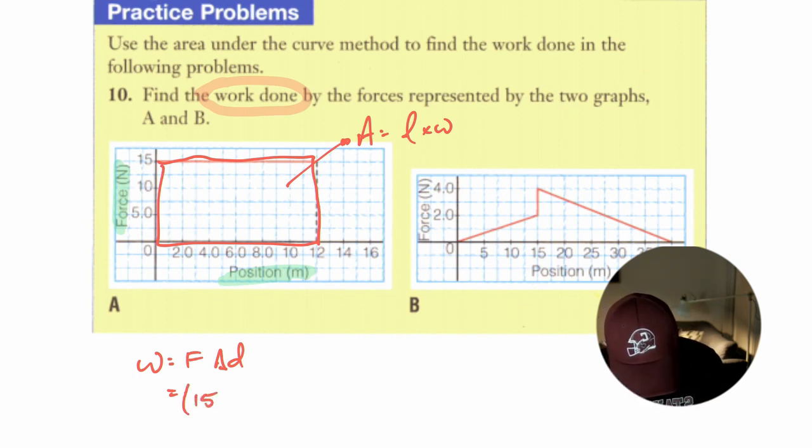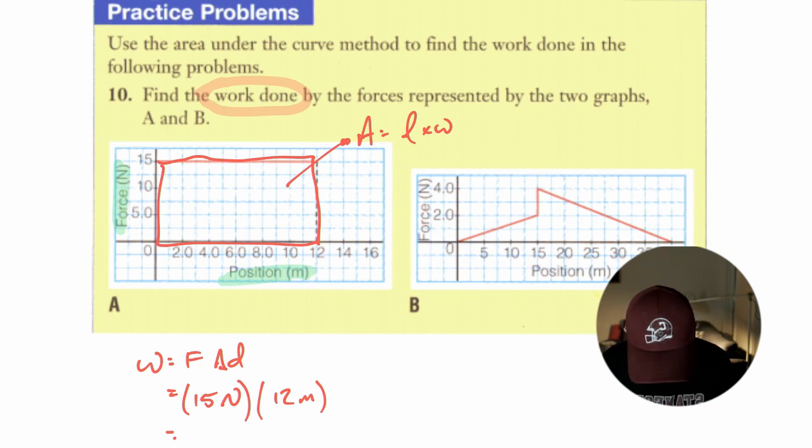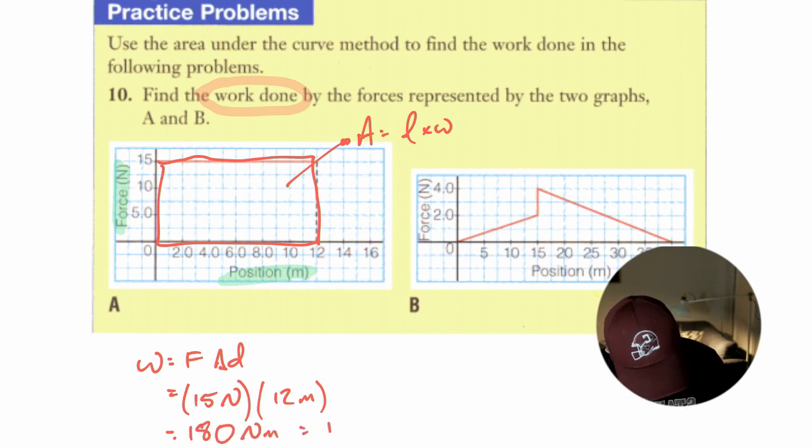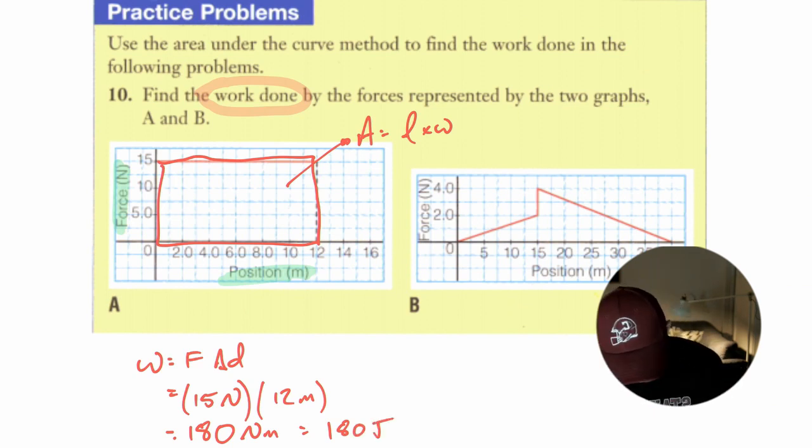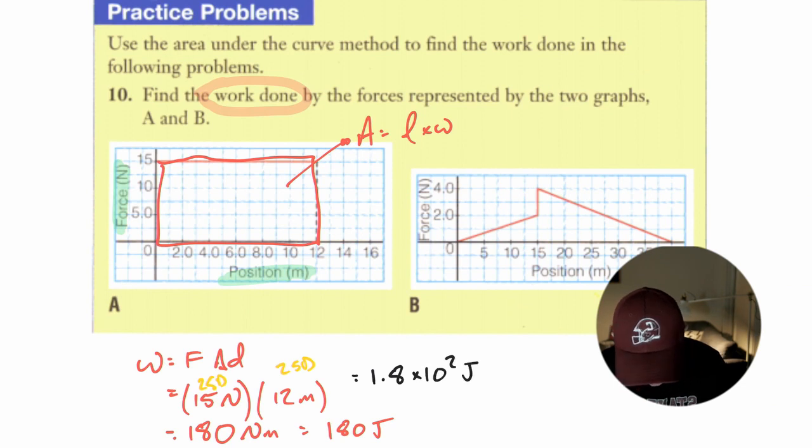It's a 15 newton force multiplied by 12 meters. We throw that into our calculator. 15 times 12 equals 180 newton meters, or 180 joules. And we're almost done here. We just need to check our significant digits. This has 2 significant digits. This has 2 significant digits. So my final answer needs to have 2 significant digits. So that's equal to 1.8 times 10 to the power of 2 joules. Just like that, there is my answer.